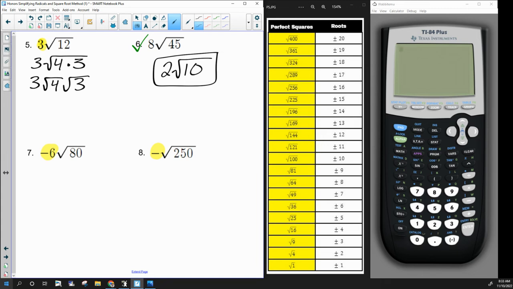What is the square root of 4? 2. It's in our list. Square root of 4 is 2. So I'm going to rewrite this as 3 times 2 times the square root of 3. If you don't like the parentheses and want to put the multiply symbol in between instead, you can do that.